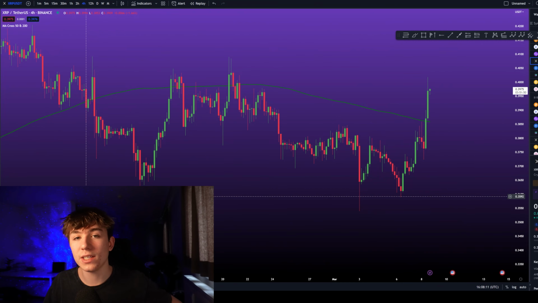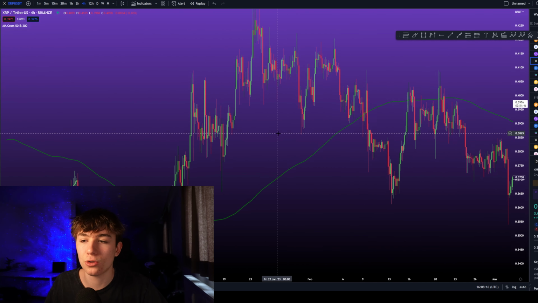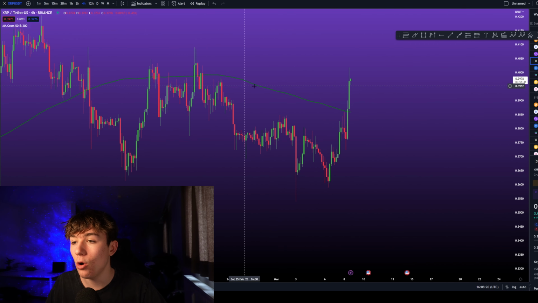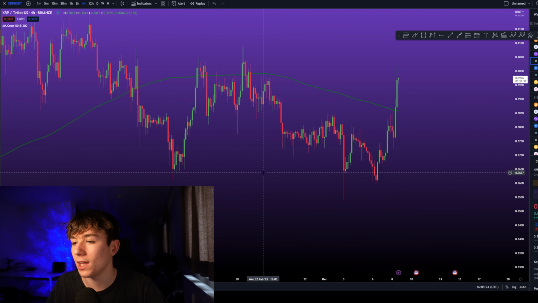Let's now talk about how we actually use this moving average indicator, and how we can take it to our advantage. If price is trading above the moving average, then it means that we're most likely in an uptrend, and if we are trading below the moving average, then it most likely means that we are in a downtrend, in a bearish environment.